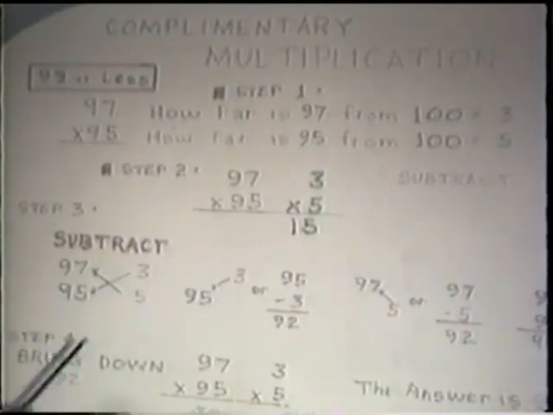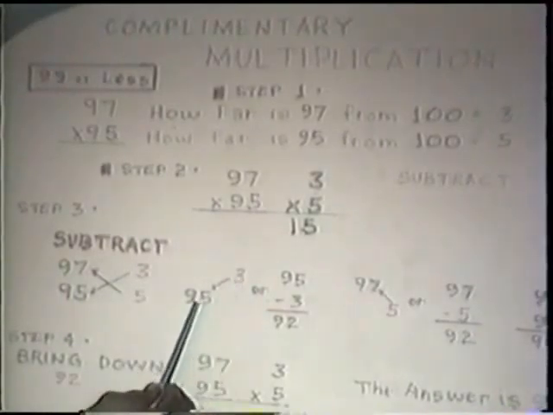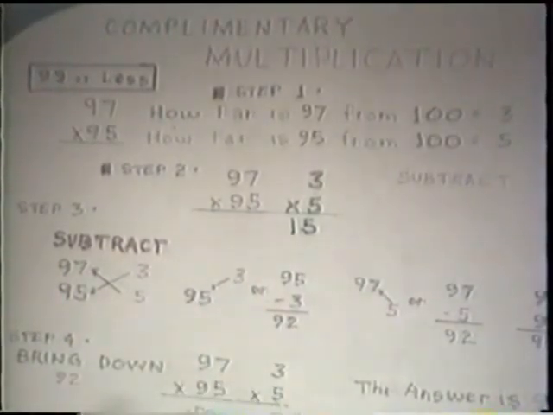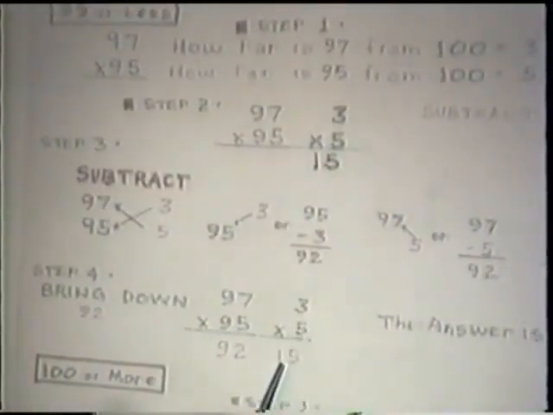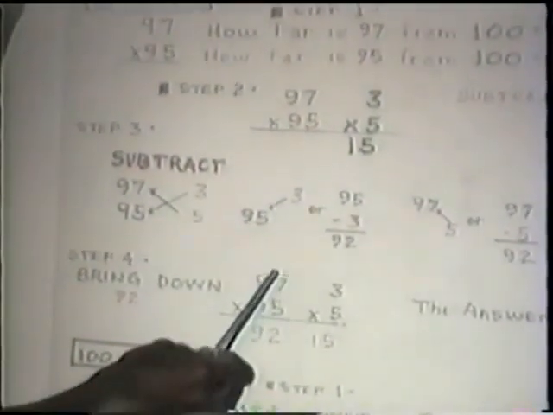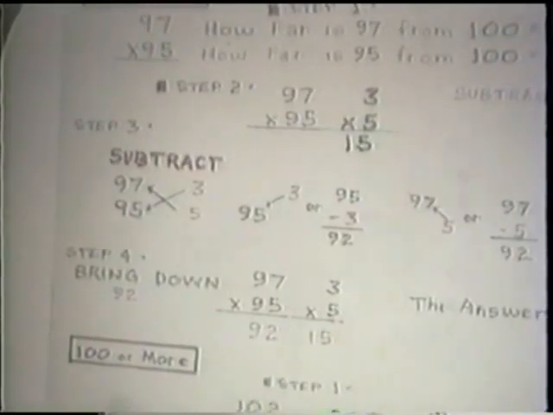In the third step we cross subtract. We subtract the 3 from the 95, and we get 92. Then we subtract 5 from the 97 and we get 92. Step 4, we bring down the 92, and 5 times 3 is 15. The answer is 9,215. 95 times 97 is 9,215. That's how you do complementary multiplication for numbers at 99 or less.